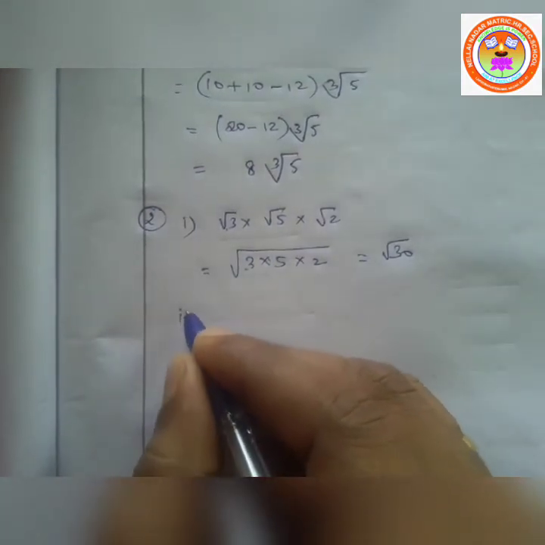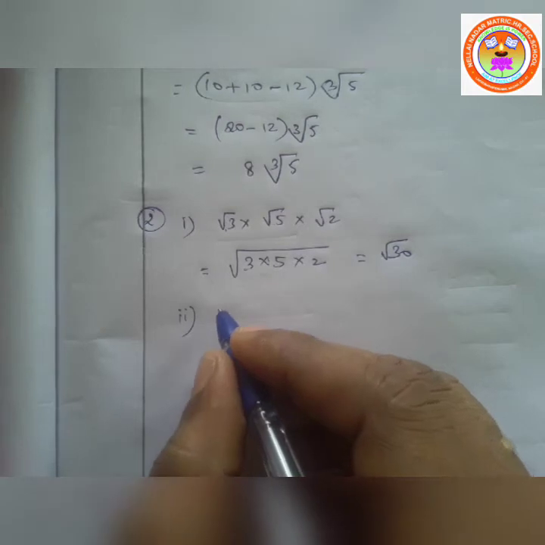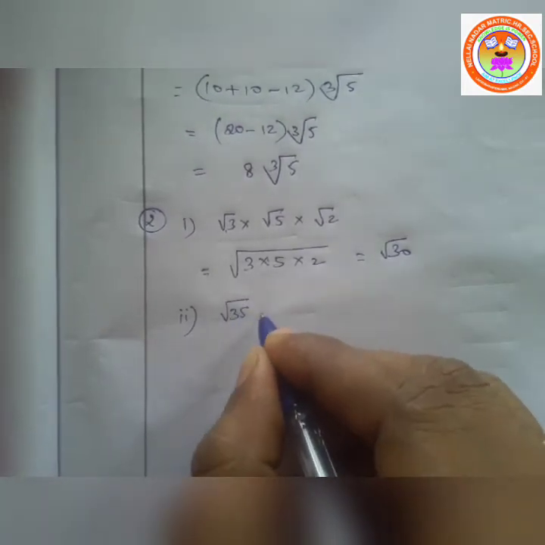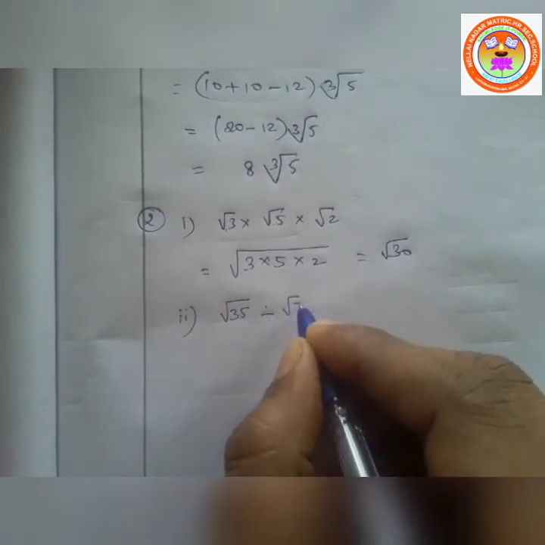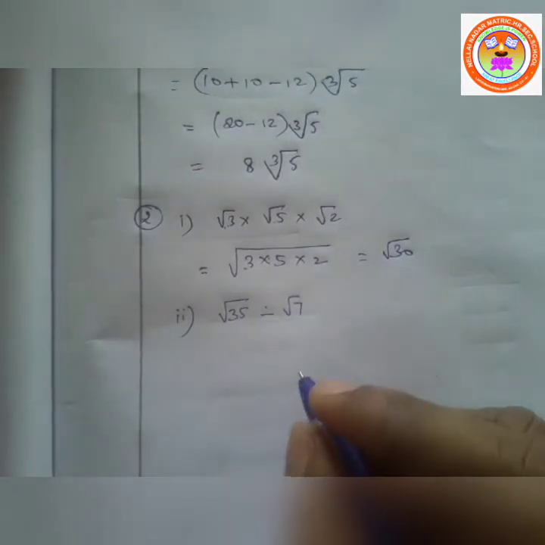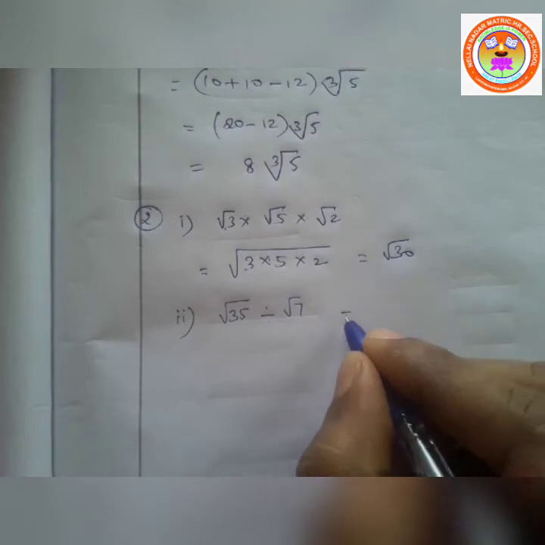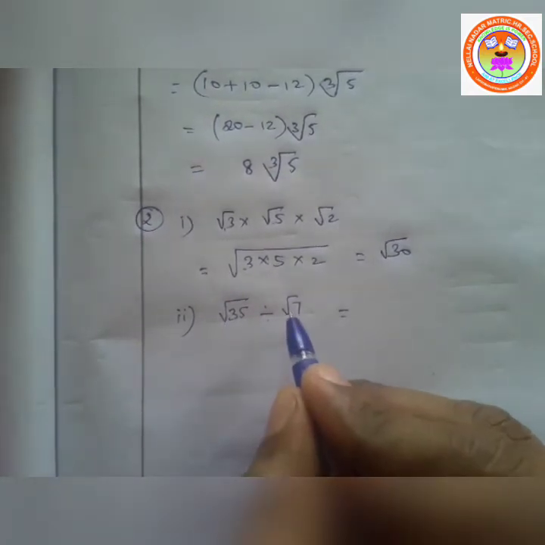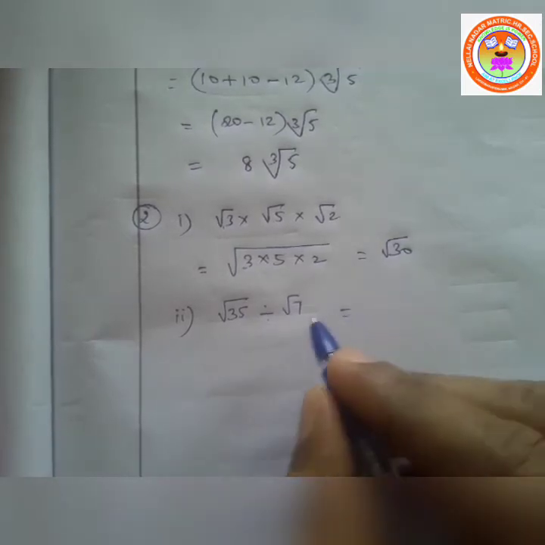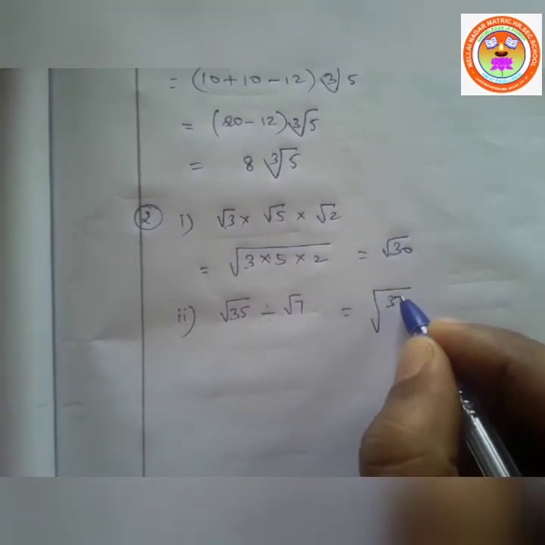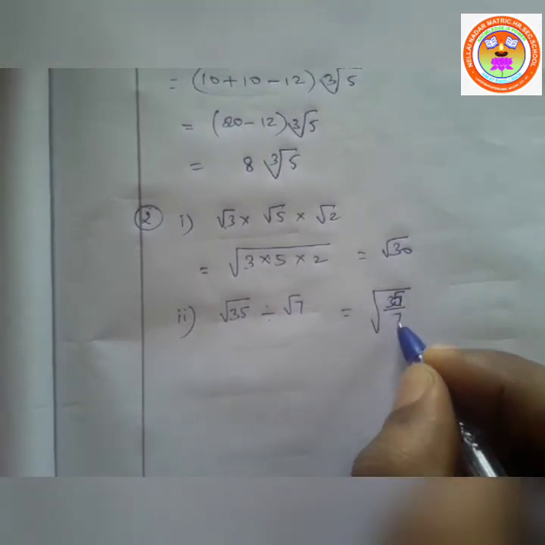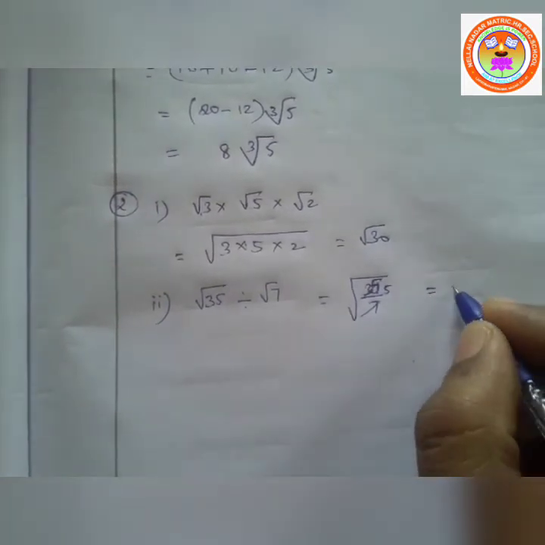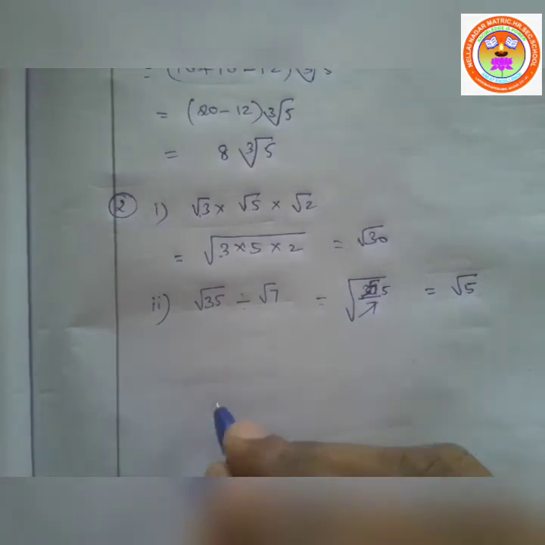Now we'll go on to the second subdivision, which is root 35 divided by root 7. Here the order is square root, that is 2, and here also the order is 2. So we can divide directly, 35 by 7. In the 5 table it will cancel, so it is nothing but root 5.